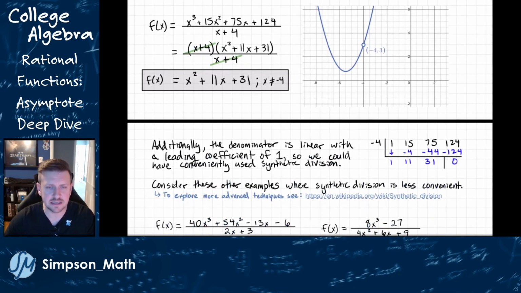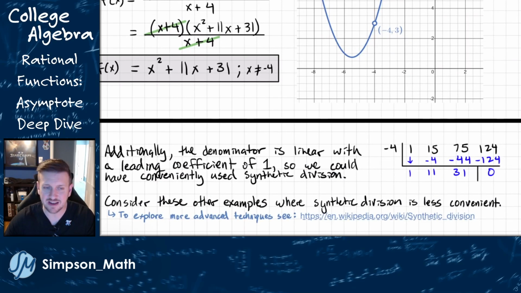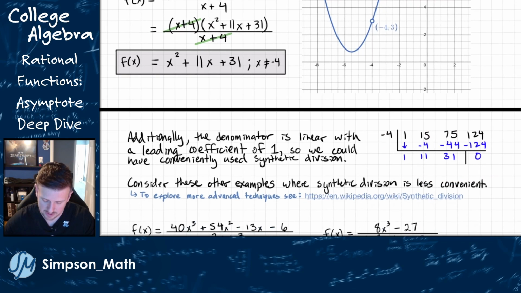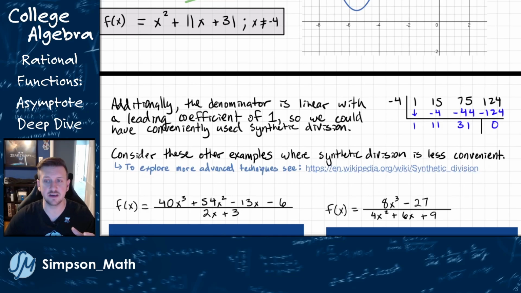Notice one other thing is that we could have just done this with synthetic division. Because our denominator was a linear term, so a linear polynomial with a leading coefficient of 1, that lines up with how we know how to do synthetic division. So we could have just done the synthetic division and got the same thing. I do have a note here that if you want to see some other examples where synthetic division is a little bit less convenient, we can look at some of those examples.